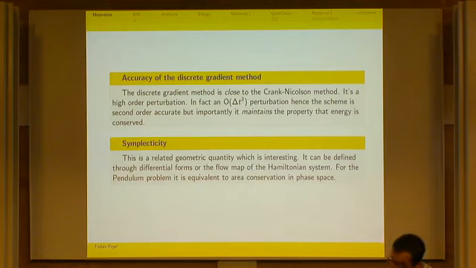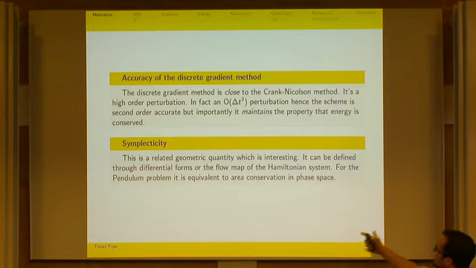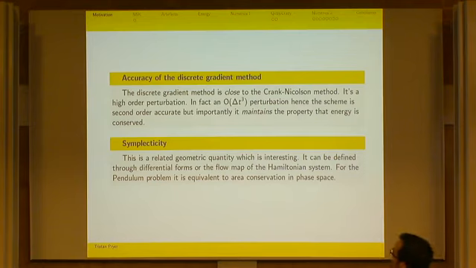So a related geometric quantity is called symplecticity, and there are various schools of thought in the numerical analysis community as to which is better, symplecticity or energy conserving. Usually symplecticity wins out. I'm not going to comment on that, but we'll see what it is first. So you can define it in some terminology.